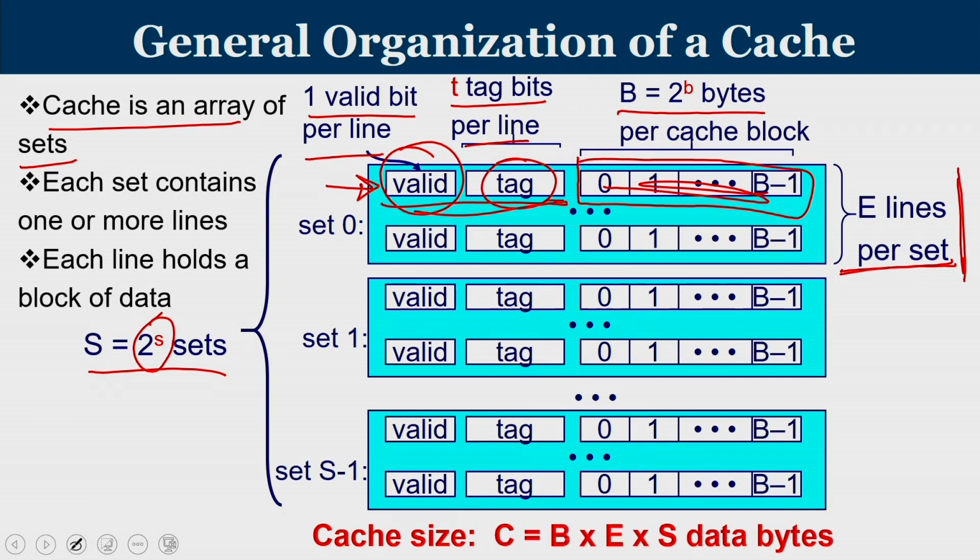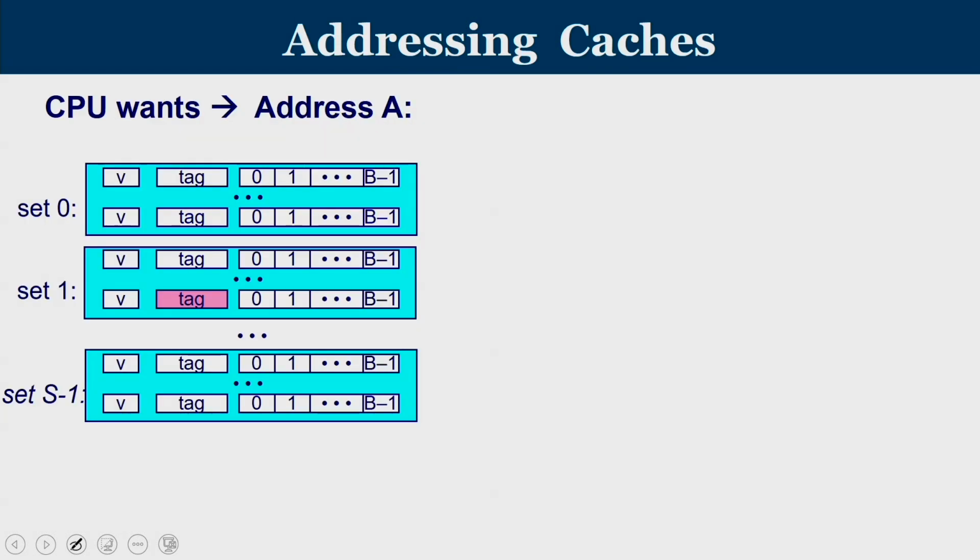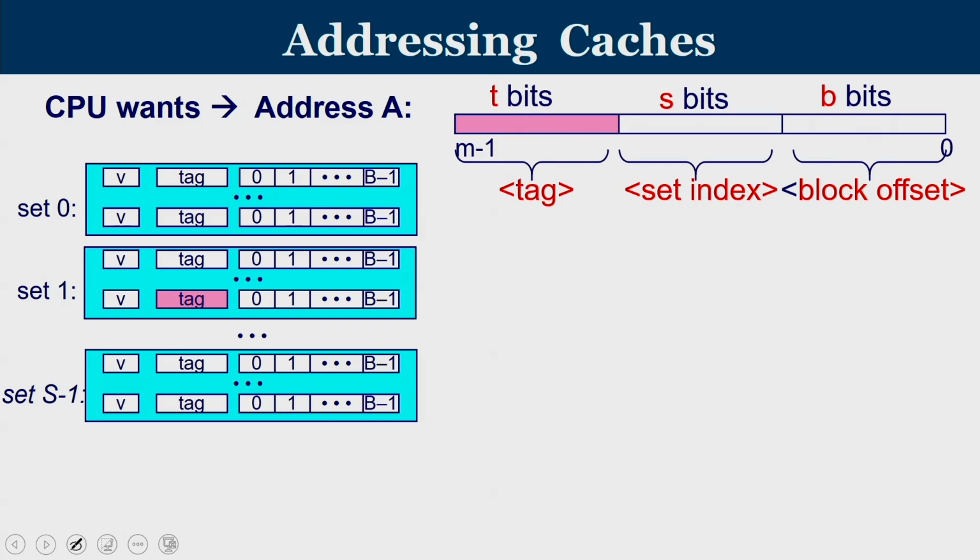So what is the total capacity of the cache? The capacity of the cache is defined as C equal to B into E into S, where S is the number of sets, E is the number of lines per set, and B is the number of bytes in each line. Now, consider the context that the CPU wants an address A, the physical address of A. Once you get the physical address of A, that physical address is divided into 3 things: tag, set index and block offset. With the number of bits for block offset, set index and tag, it is easy for us to correlate what happened.